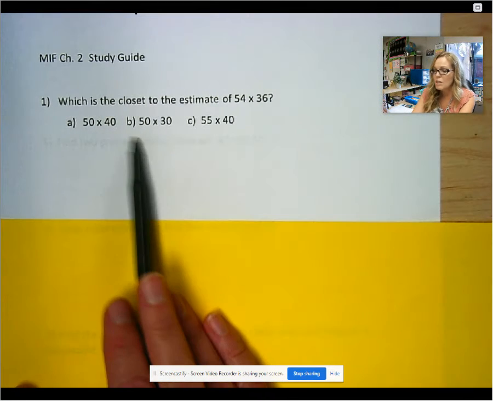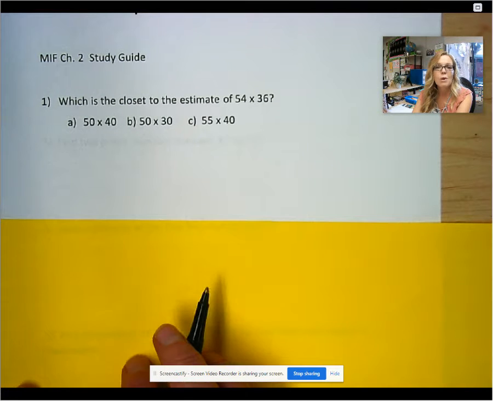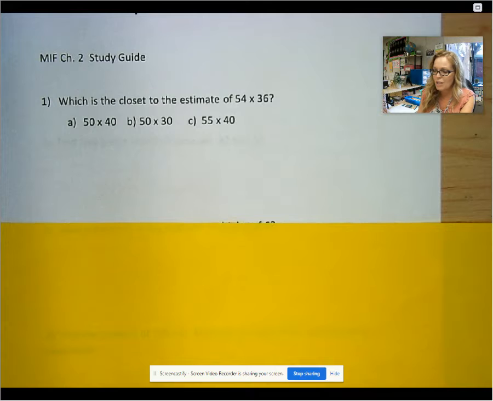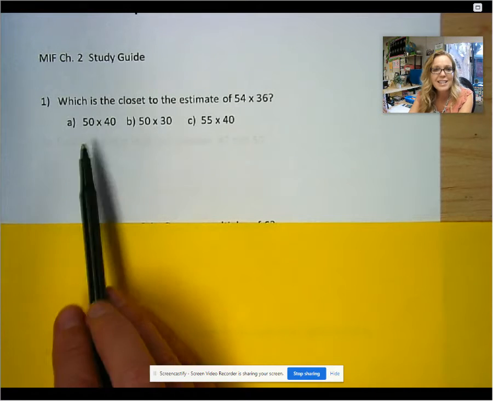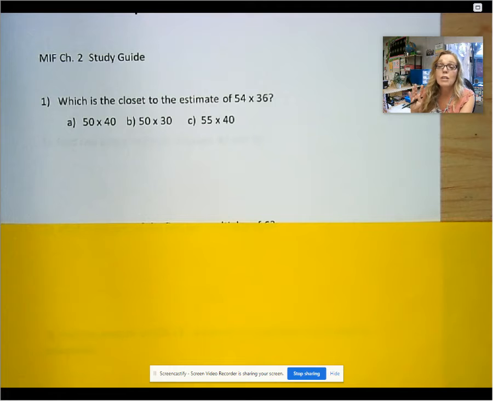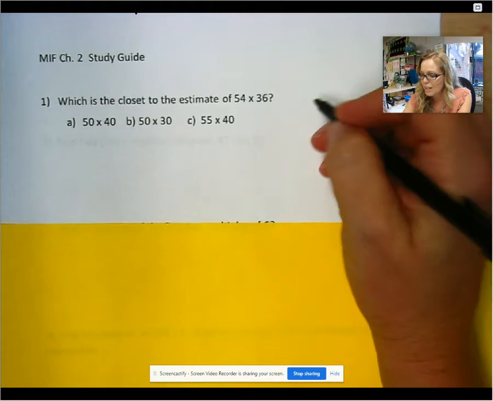Okay, so here's an example question. Which is the closest to the estimate of 54 times 36? Well, one of our easiest ways to estimate is to round, and we spent a good amount on this chapter rounding digits and rounding numbers. So in this case, I always like to look at the answer bank first to become familiar with what could be my answer. I also then am going to look at the numbers.